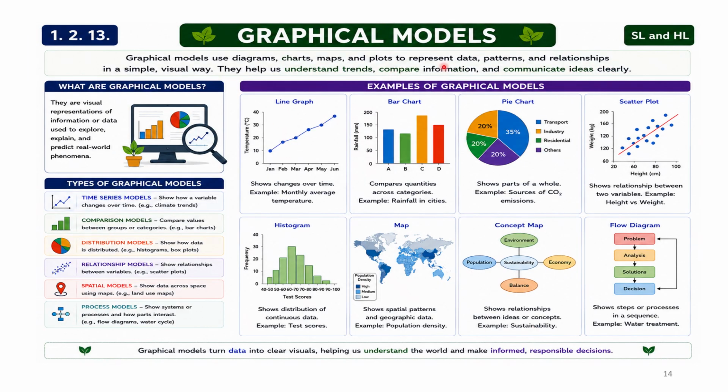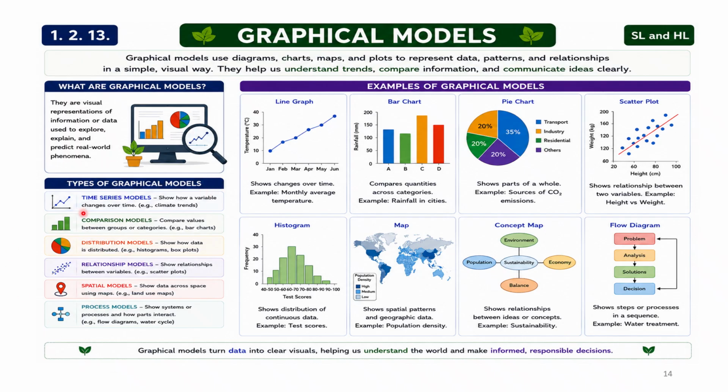Graphical models use diagrams, charts, maps, and plots to represent environmental data in a visual form. Graphical models are important because they help us identify patterns, compare information, and communicate complex ideas clearly. Different graphical models serve different purposes.